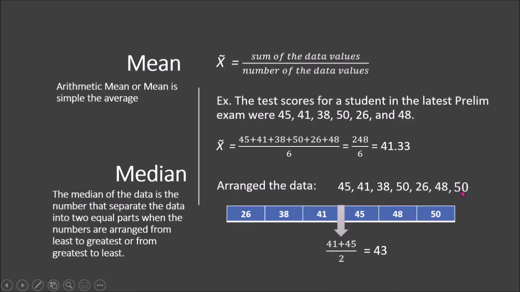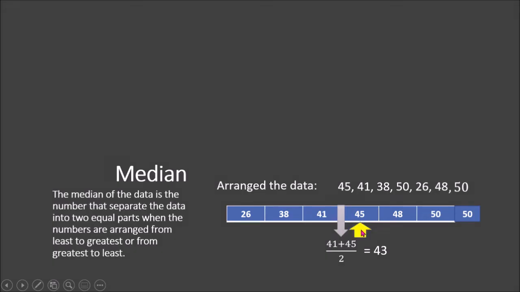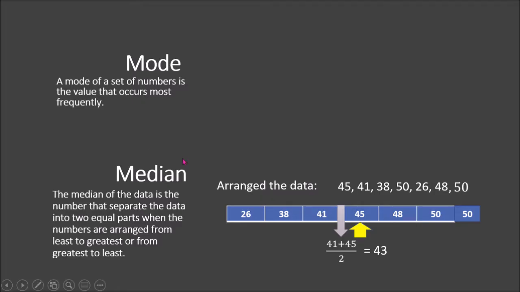What if you are going to add another value of 50? Let's add another 50 here. Instead of 6, we now have 7. If we divide them equally, we identify that our median here is 45. Next, mode. A mode is the value in a set of numbers that occurs most frequently.